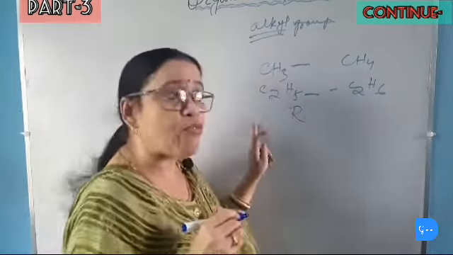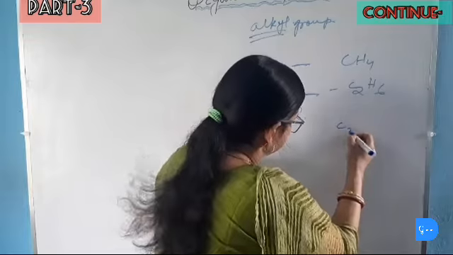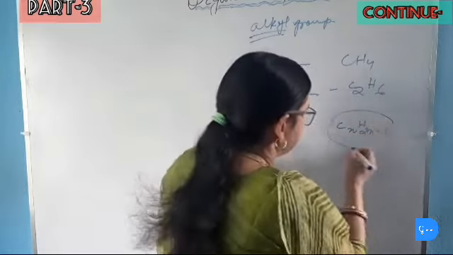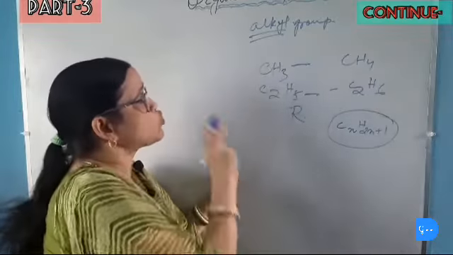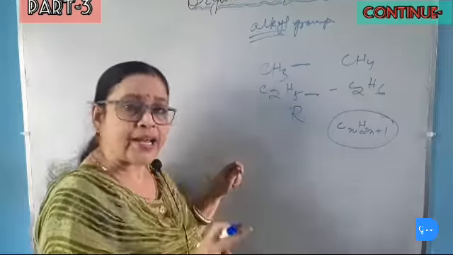And what is the general formula of an alkyl group? The general formula of an alkyl group is CnH2n plus 1. Alkyl groups are those groups from which one hydrogen atom is removed from an alkane.